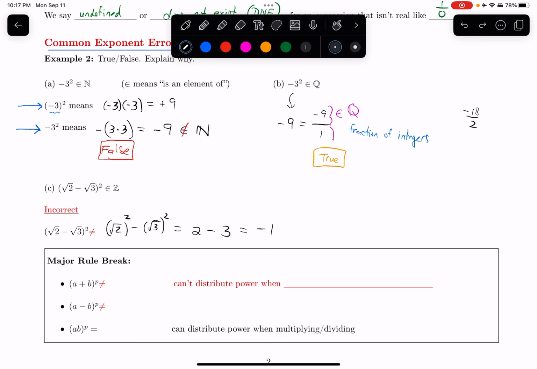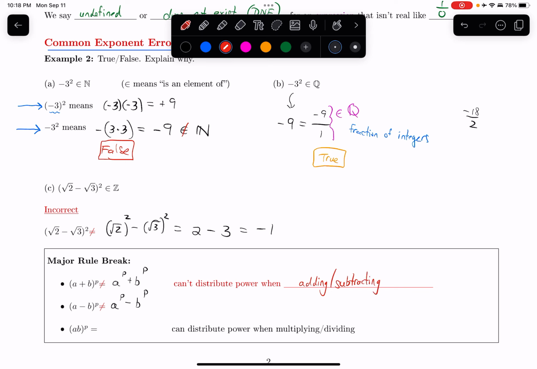So the rule break is, if I'm either adding 2 terms or subtracting 2 terms, and I raise the whole thing to a power, which I'm calling P, I cannot distribute the power like I just did. So this first one is not just a to the P plus b to the p. And similarly, if I'm subtracting, it's not just going to be a to the p minus b to the p. That's a major rule break. It turns out I can't distribute a power when I am adding or subtracting the terms.